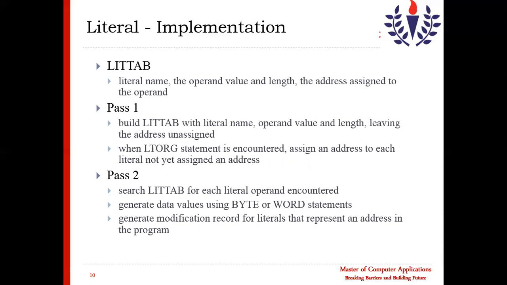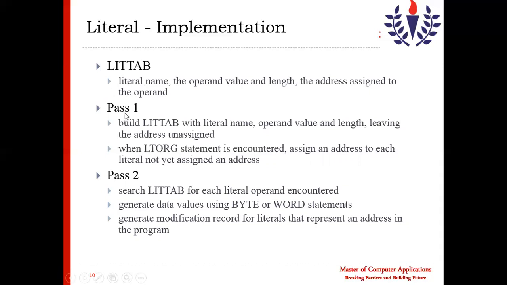Now, the literal table. As I told you, it will contain the literal name, the value, the length, and the address assigned to each literal operand. So one literal table will be created when the assembler directive LTORG occurs. This literal table will contain all the literals, the operand values, the length, and the address assigned to the operand. Now, our program will go through two passes.